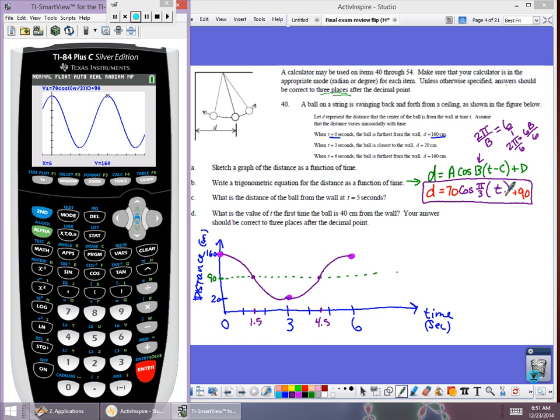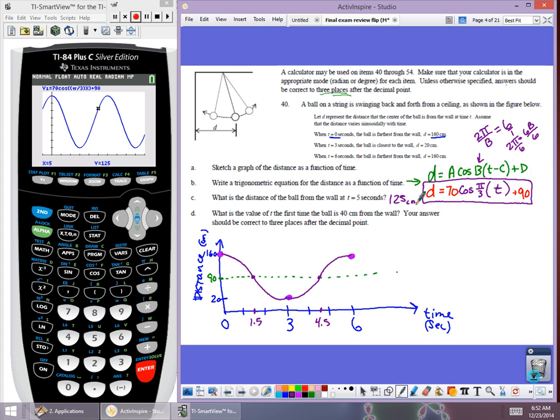All right, so what is the distance of the ball from the wall at time t is 5? So we're going to trace 5 and see what happens. It looks like we are 125 centimeters away from the wall. So 125 centimeters. So we just hit the trace function if we're given a t.